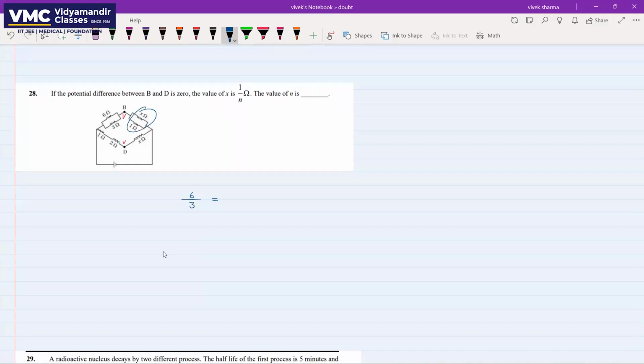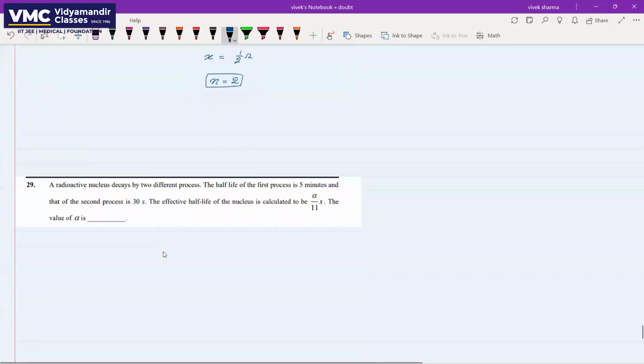is equal to 1 and x, which are in parallel. So it is x divided by 1 plus x, and divided by x. From here I can calculate the value of x, and x will come out to be 1 by 2 ohm. As I need to find the value of 1 upon n, n here is 2. So the correct answer will be 2.